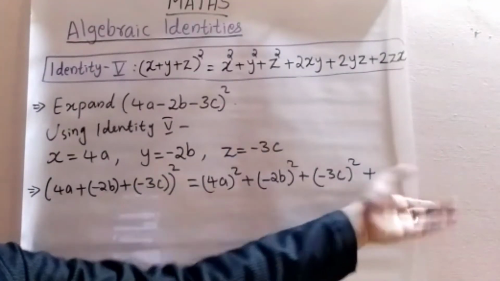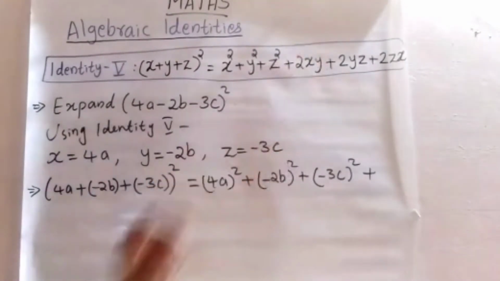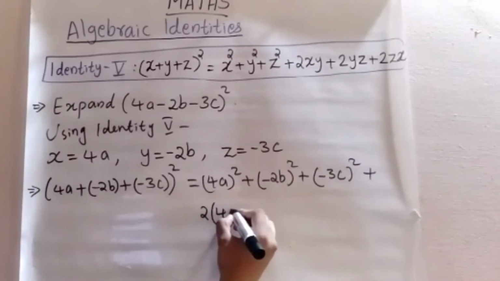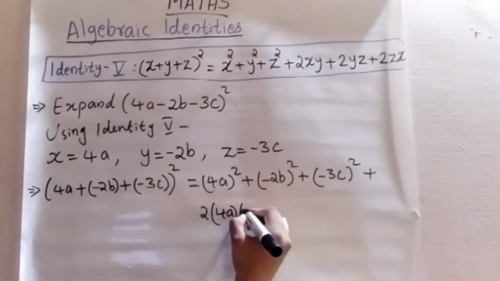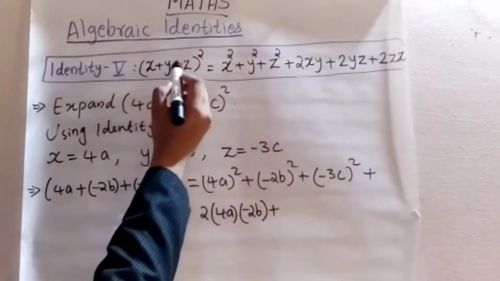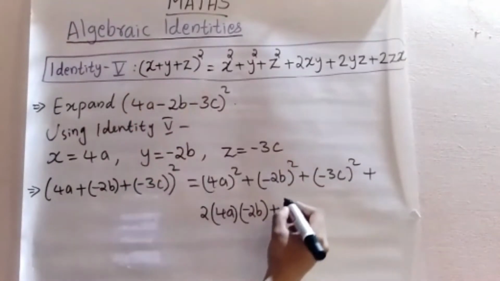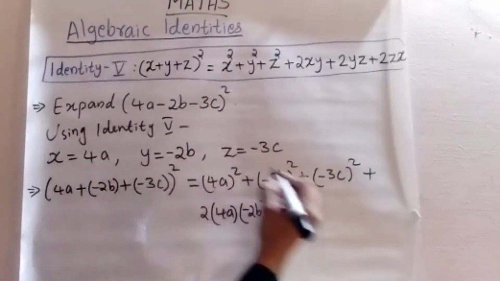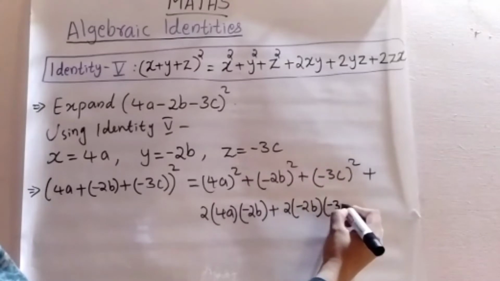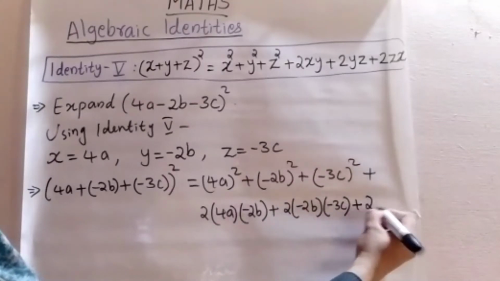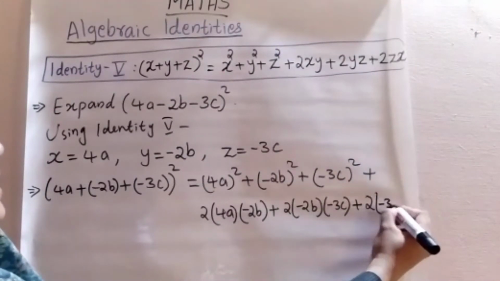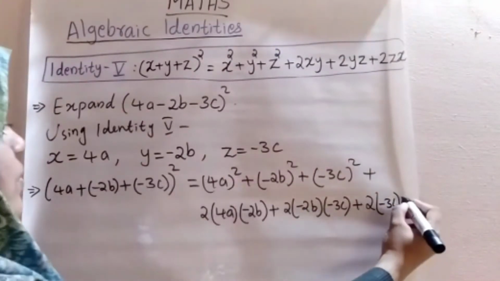I don't have space here, that is why I am writing down 2xy. 2 into x is 4a, y is minus 2b, plus 2yz, 2 into y is minus 2b, into z is minus 3c, plus 2zx, 2 into z is minus 3c, into x is 4a.